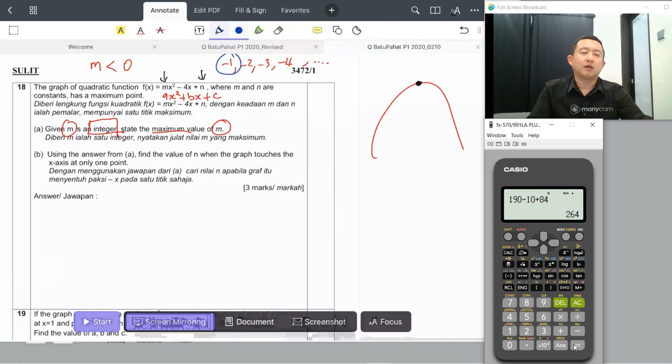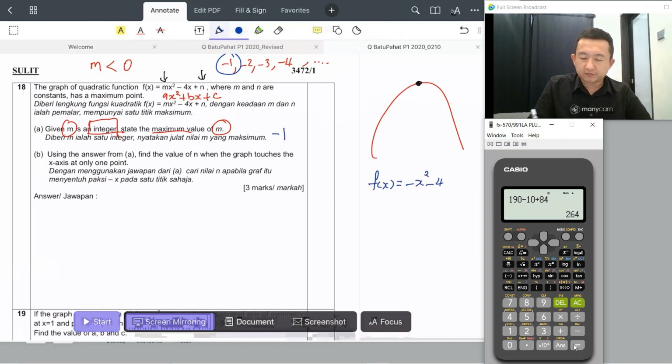Negative 1. Negative 1 is the one that has the maximum value. Negative 1 and negative 2, which one is bigger? Negative 1. So the answer for m is negative 1, the maximum value.